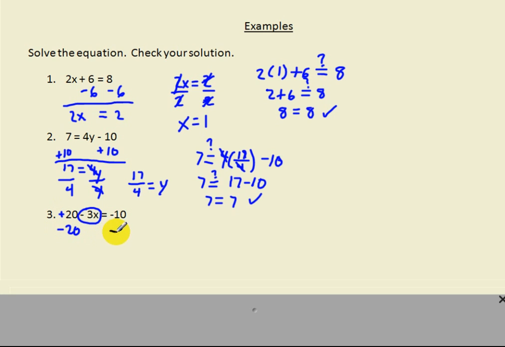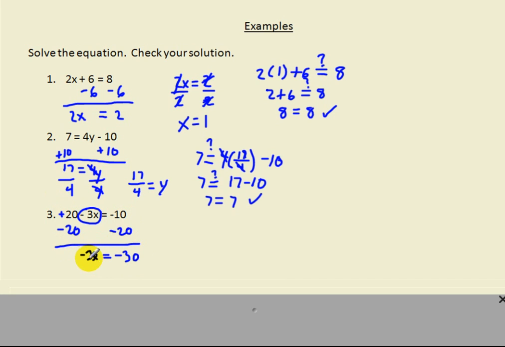That means we also subtract 20 from the right-hand side of the equation. Okay, so the 20 minus 20 will cancel each other out. And now don't forget your sign here. This is a negative 3x equals negative 10 minus 20, which is negative 30.